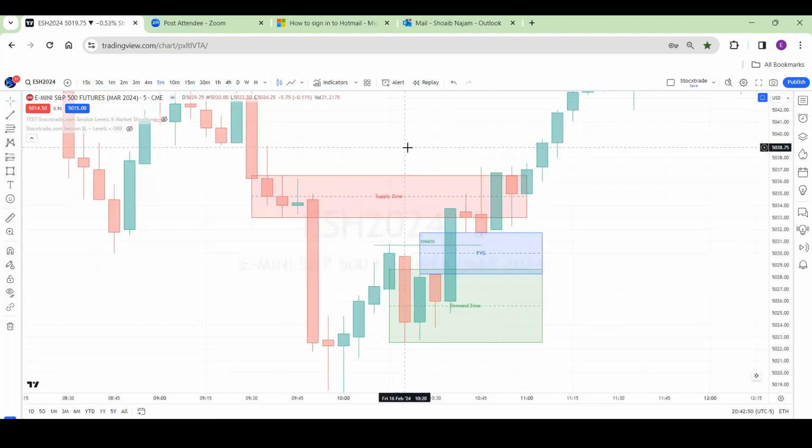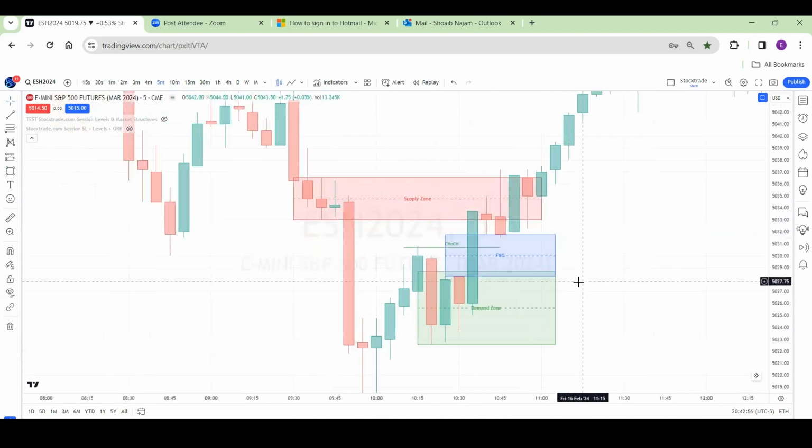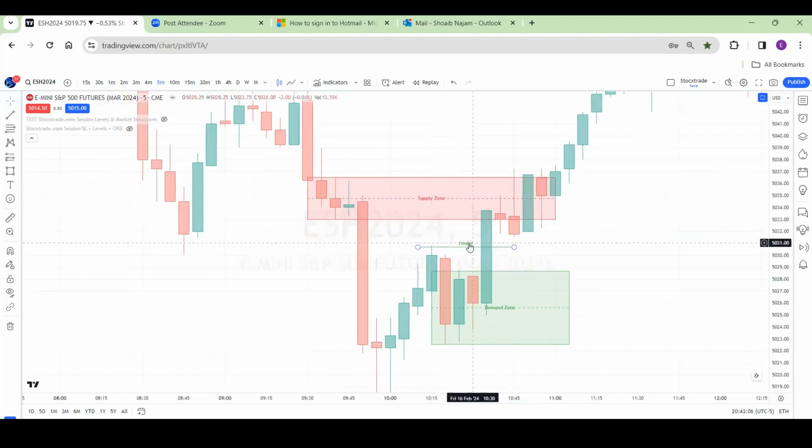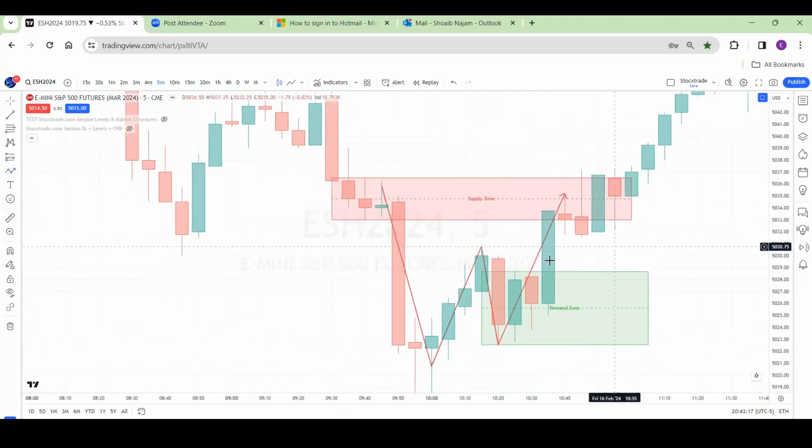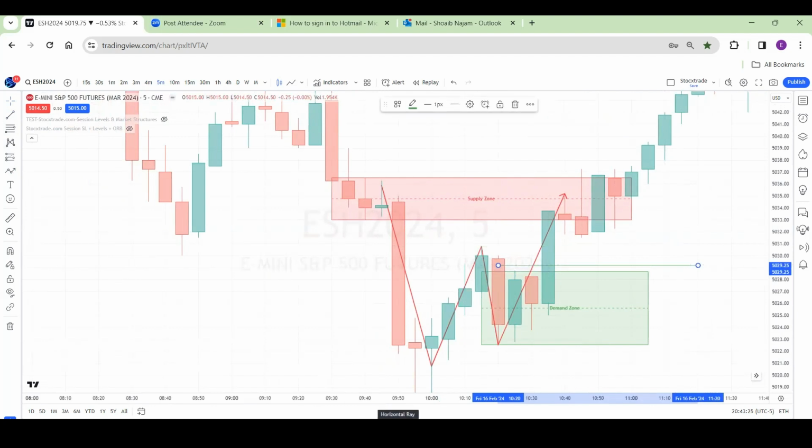And after the breakout, where should I put the stop loss? If you got the entry here, your stop loss should be below even 50% of the fair value gap. Why, Monis bhai? Because this was your lower high, lower low, lower high. So now it is breaking this. So this is your structural level. Just put the stop loss below this. Always go with the structure.